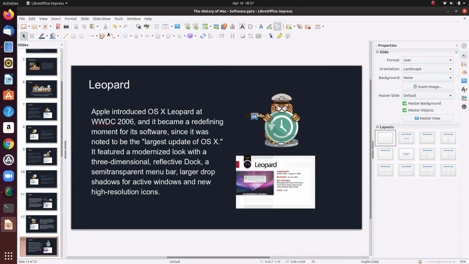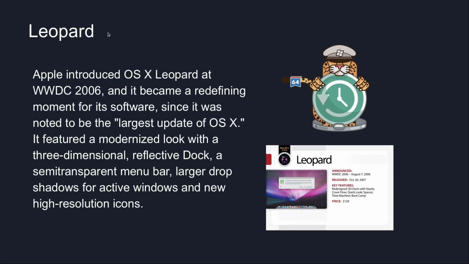So let's get started. Now we stopped with Leopard. Introduced in 2006 at WWDC, this became a redefining moment for its software, since it was noted to be the largest update of OS X. It featured a modernized look with a three-dimensional reflective dock, a semi-transparent menu bar, larger drop shadows for active windows, and new high-resolution icons.